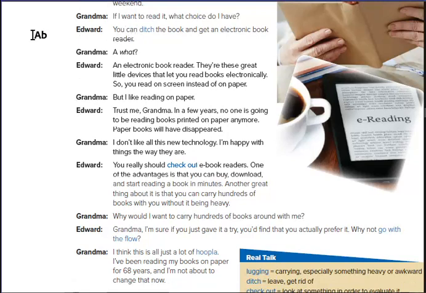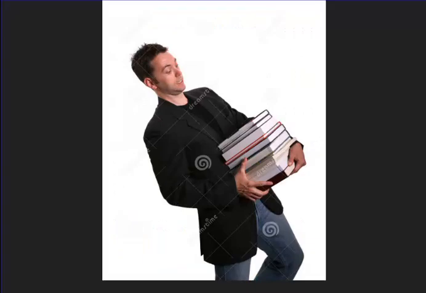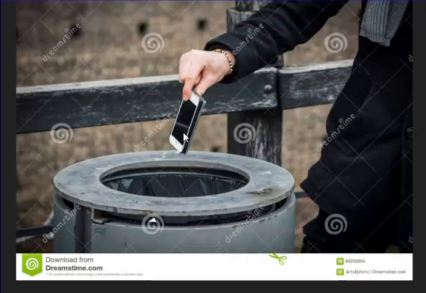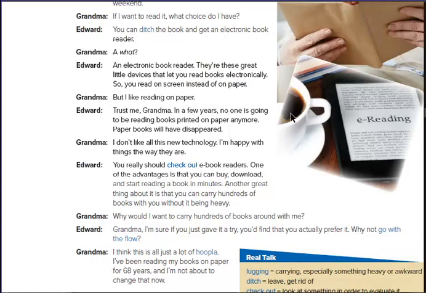What does it mean to ditch a book or ditch something? Like here, you ditch it, you throw it, you leave it. Okay, ditch it. So here in this picture, he is ditching this iPhone, this cell phone. He is ditching this cell phone. So this is the meaning of ditch. You leave it or you get rid of it. Get rid of it means to dispose of it. Get rid of or leave. So this is the meaning of the word ditch.